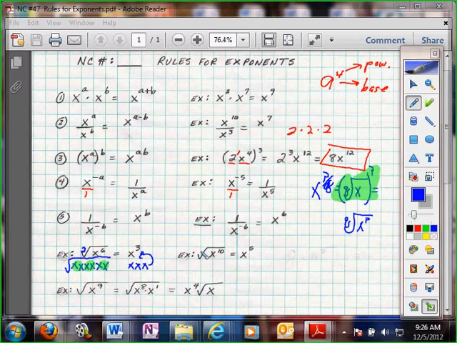My index number's not here. That tells me I have a 2 there, which means I'm looking for groups of 2. So I have 10 x's.